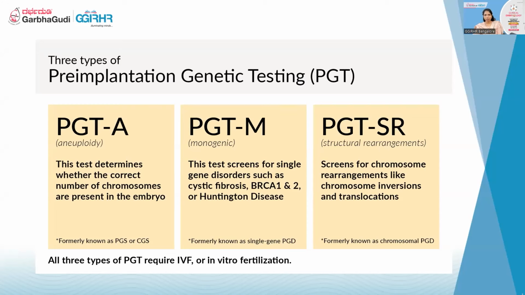So when we send a sample for PGT-A and want to determine a translocation or inversion, it will not be done. With PGT-A, only the presence of the correct number of chromosomes will be determined. So you have to go for M if you want to test a single gene disorder. It should be sent for M. And if you are suspecting any inversions or translocations in the family history, and you want to screen that in the embryo, it should be sent to SR.